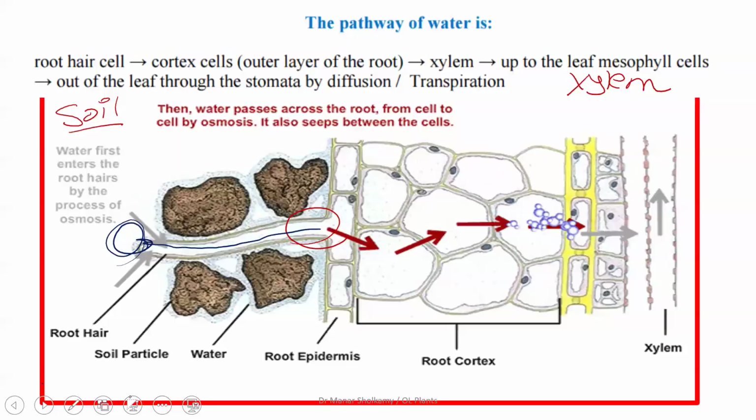Let me draw a picture again. Okay, this is my root, and the xylem is in the center. I have here a root hair cell. Of course, it is much smaller. I'm drawing it magnified so you can see. The water is here in the soil. The water will cross the cell wall and cell membrane to enter the root hair cell.